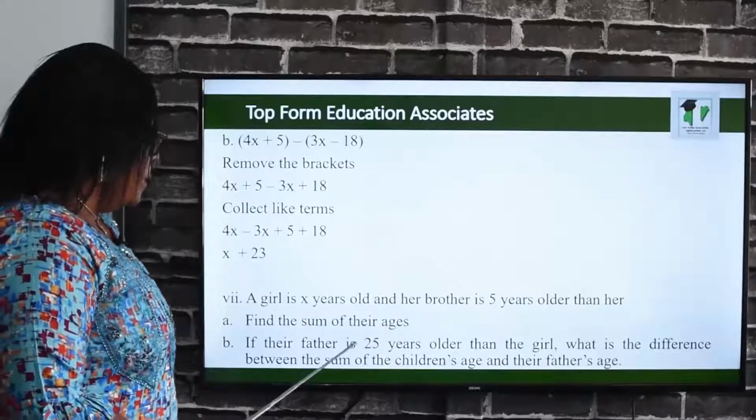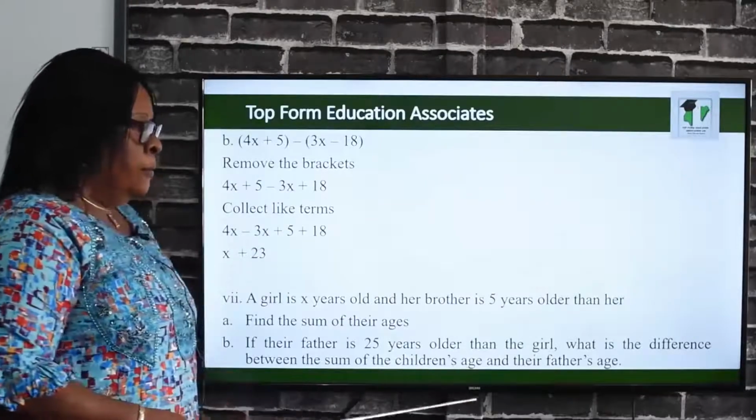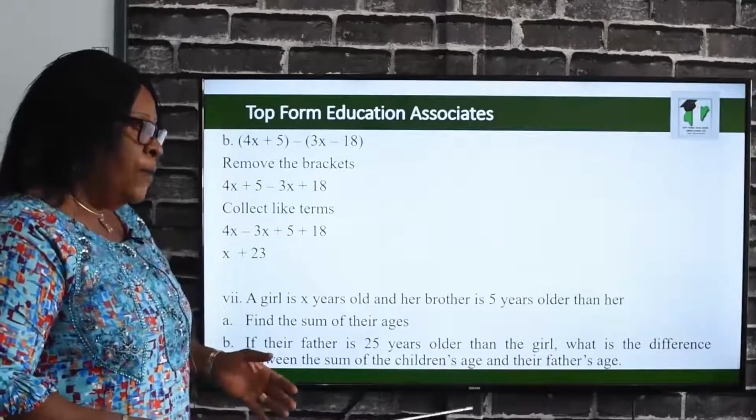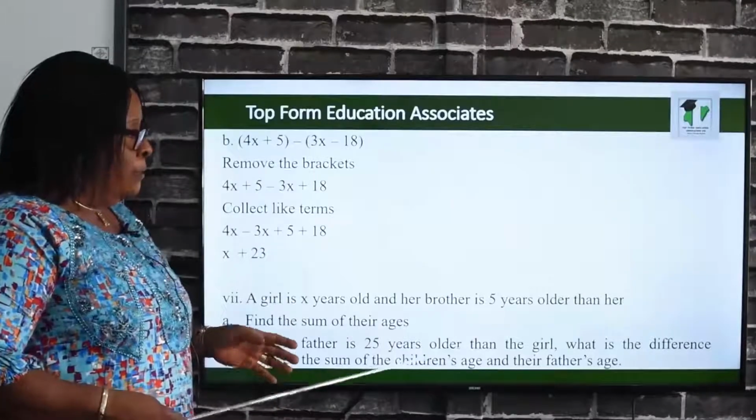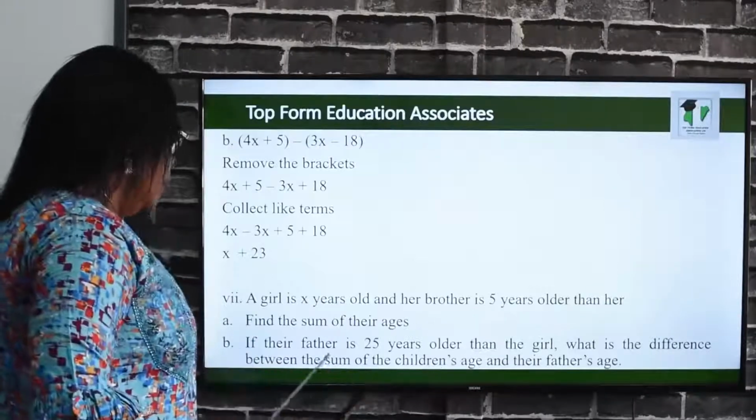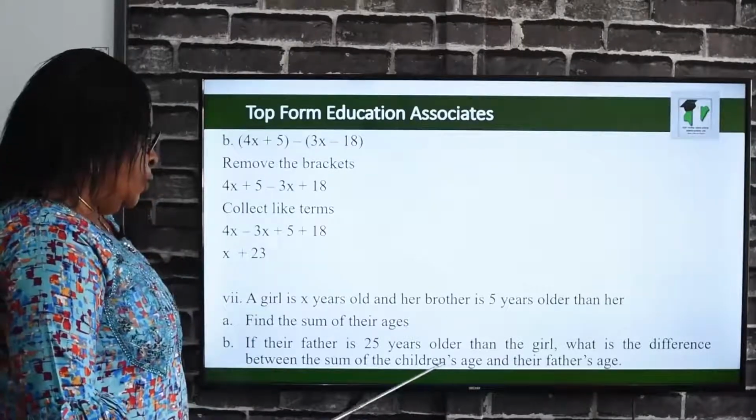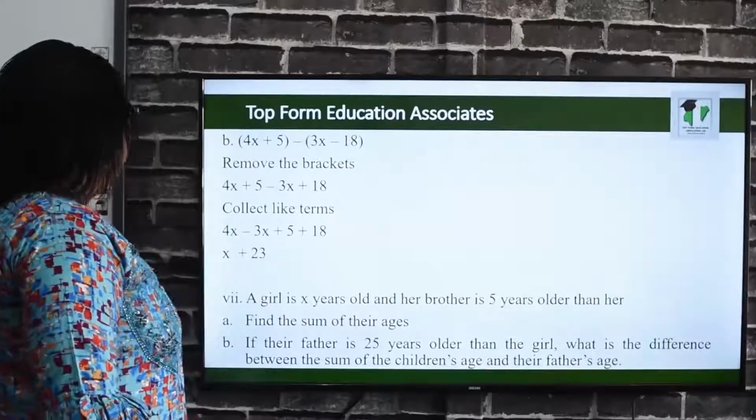If their father is 25 years older than the girl, the father is 25 years older, so that will be X plus 25. What is the difference between the sum of the children's ages and their father's age? Let's look at the solution.